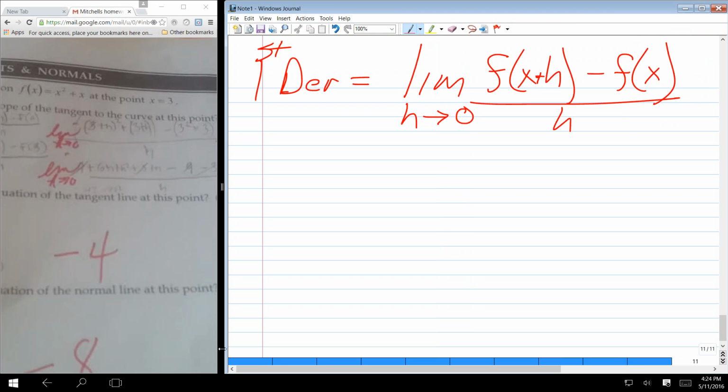Completely different than the other definition. The other definition is as x goes to a or c, whatever. So let's always use this definition. And now, let's start very, very easy, actually. Let's list f of x. What's f of x?